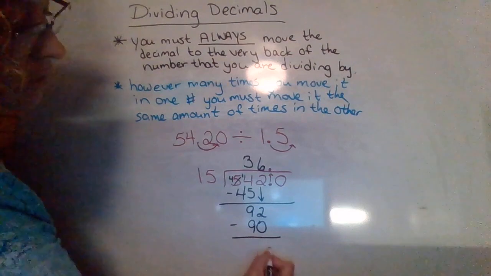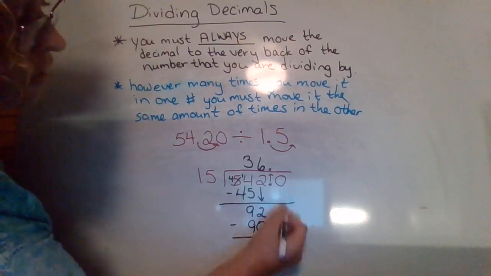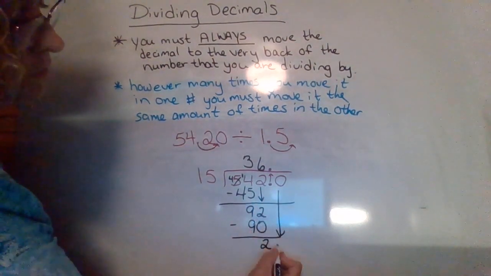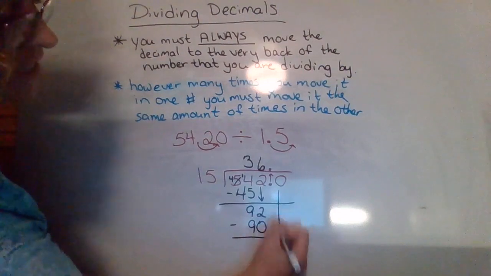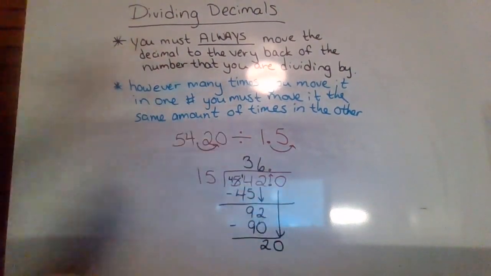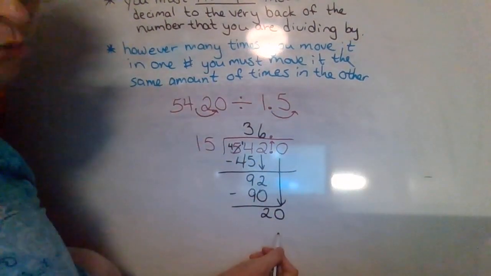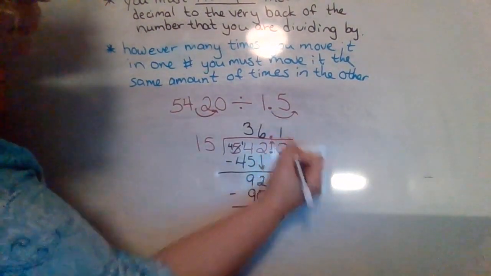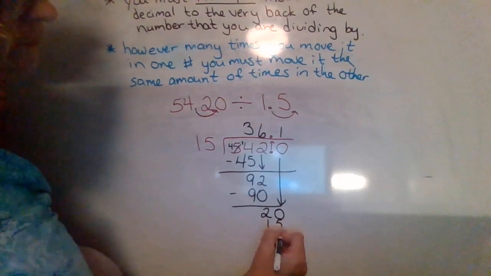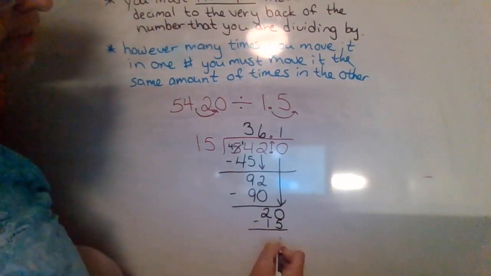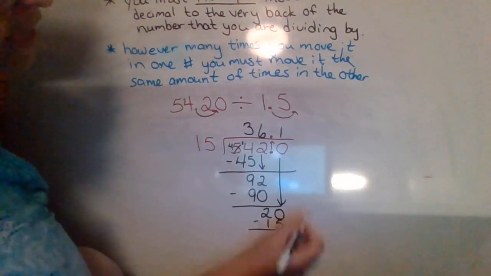Subtract that. That gives me a 2. You're going to bring that 0 down. So now we have 20. Whoop. How many times does 15 go into 20? It goes 1 time. Now that leaves me with 5.